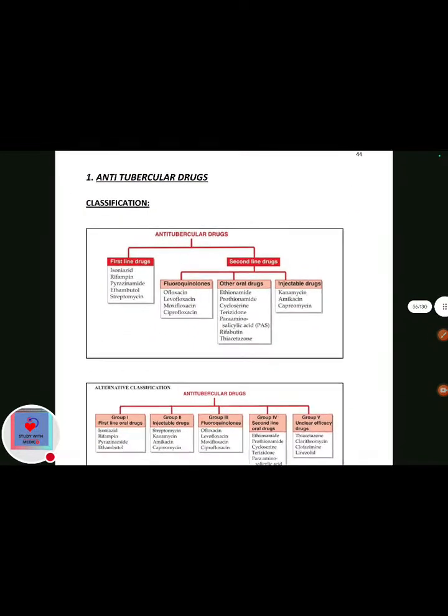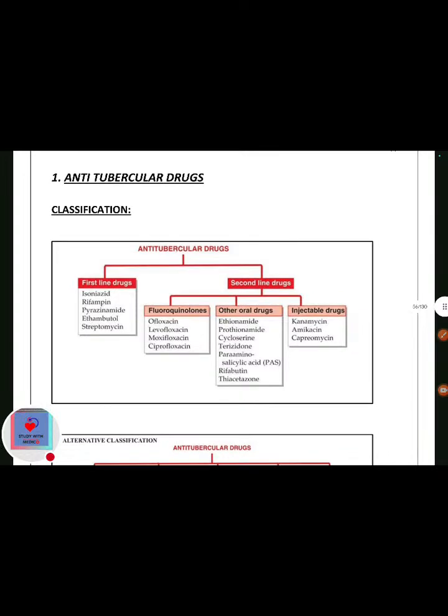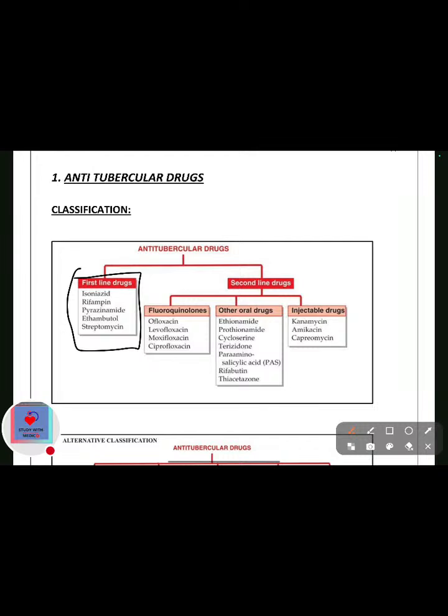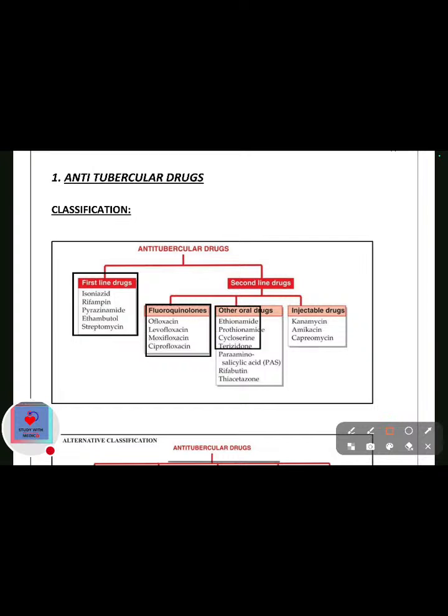Okay, so let's talk about anti-tubercular drugs. If you classify the anti-tubercular drugs, first you have first line drugs. In first line drugs you have the HRZES regimen. In the second line drugs you have fluoroquinolones, other oral drugs, and injectable drugs. So let's talk about these.